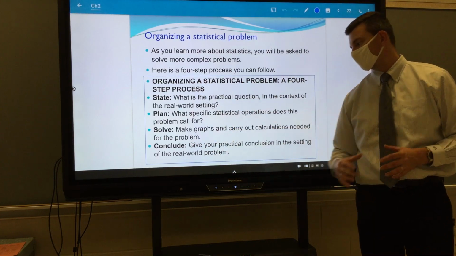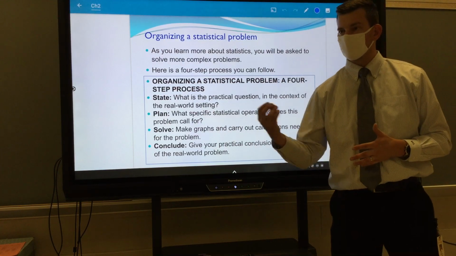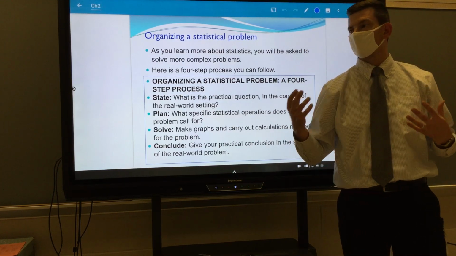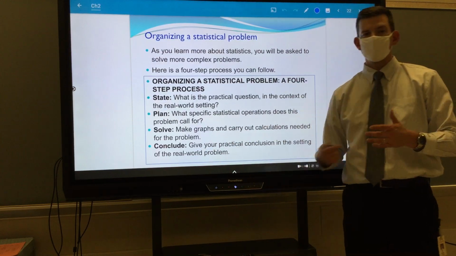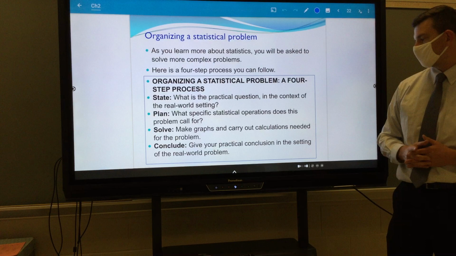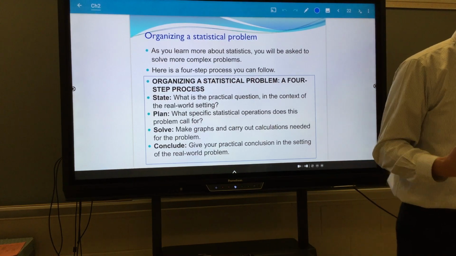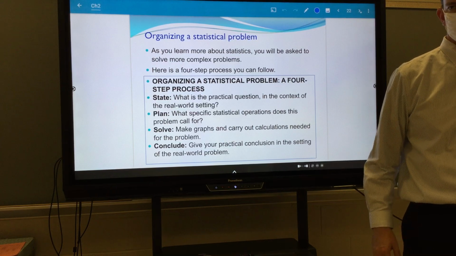And lastly, conclusions. Okay? Once you run that equation and you have your answer, you made that graph, what is it telling you? What inferences can you make? Okay, give your practical conclusion in the setting of the real world problem. Okay, so bring it back to the context that you started with.